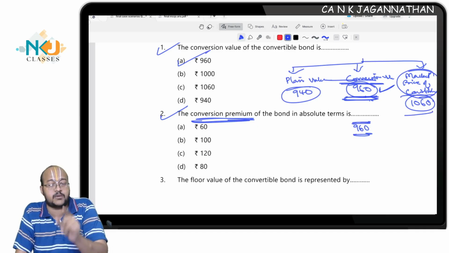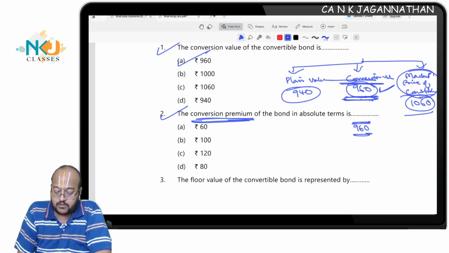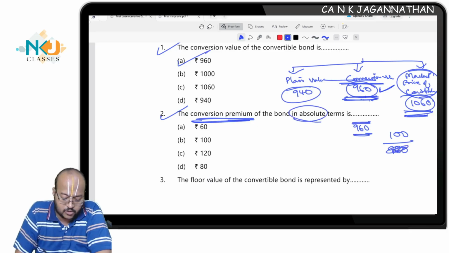Now, what is the understanding? Premium over conversion value of the bond. For 960 value you are paying how much? 1060. So on the convertible bond, how much premium are you paying? 100 rupees extra you are paying to get this conversion option. 100 divided by 960 would be in percentage terms, but they have asked in absolute terms. 100 rupees is the answer.